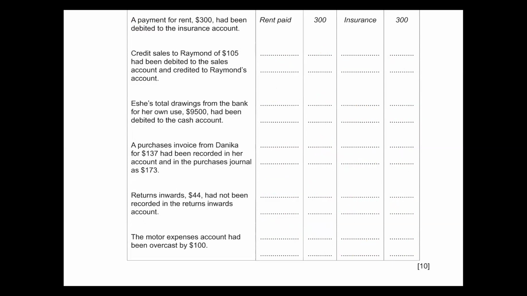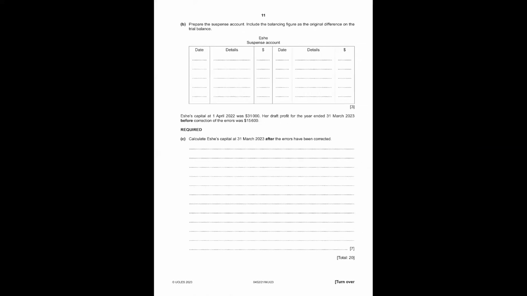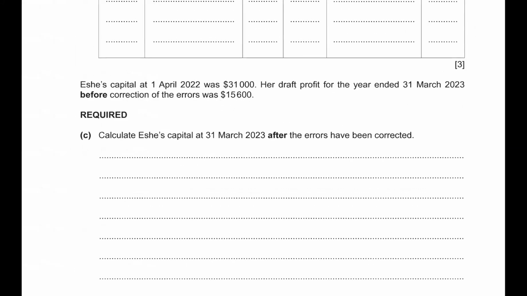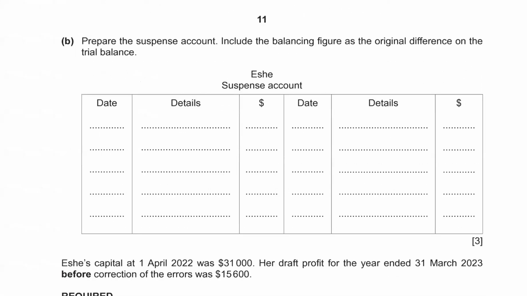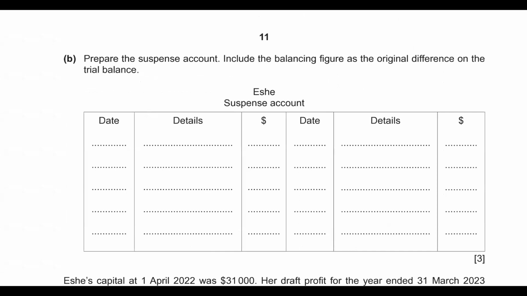Now, let's look at the other part of the question. The other thing that was required of us was to prepare a suspense account. How do you prepare the suspense account? We already have the entries, so it's very easy. We are going to take only those errors. Do you remember the errors? Only the 2 errors that occurred.